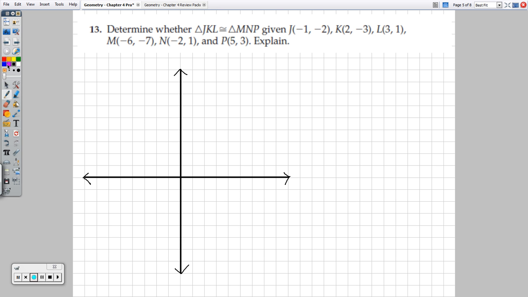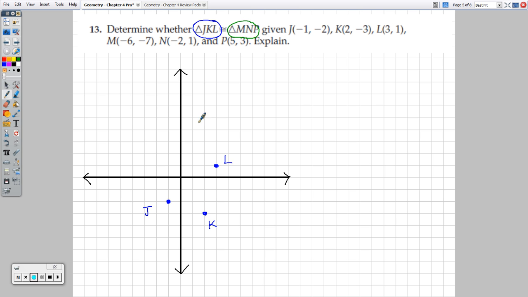And now I'll plot my points in blue. I'll go blue with this one, and I'll go green with this one. So J is at -1, -2. K is at 2, -3. And L is at 3, 1. So here is J, K, and L.